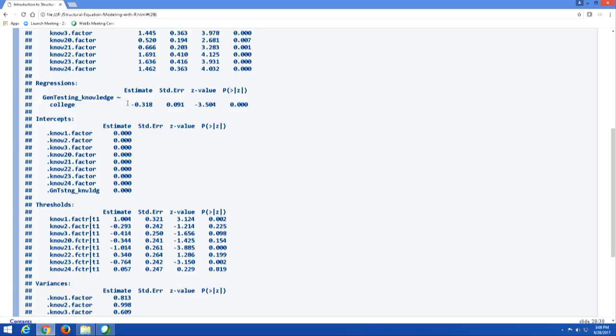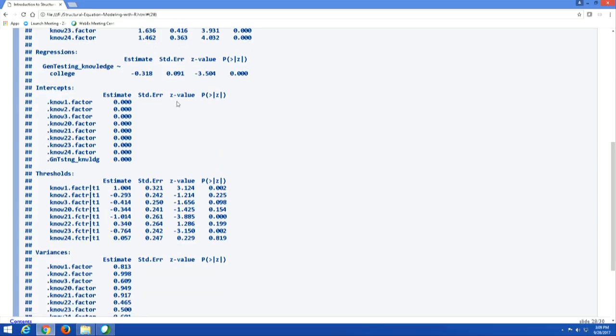So we'd want to check our data, check our model, make sure we coded everything correctly, because this is counter to what we hypothesized. So this suggests that those with a college education score 0.318 lower on average than those without a college education. And the p-value is 0.000, so at the conventional 0.05 threshold, this is a significant finding, even if it's counterintuitive.